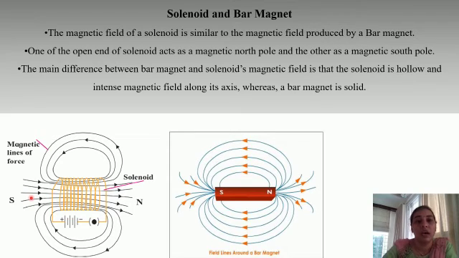And due to the arcs of the magnetic field lines, which are almost straight or parallel to one another, we are getting a very intense and uniform magnetic field. So this is the main difference between the two. That is, the solenoid is hollow from inside, whereas a bar magnet is completely solid. And because it is hollow from inside, a very strong and intense magnetic field is going to be created. So these are some of the differences between the bar magnet and solenoid, and a few similarities.